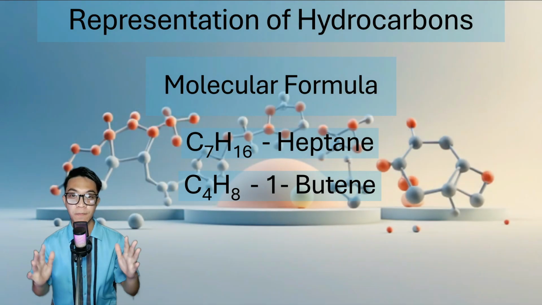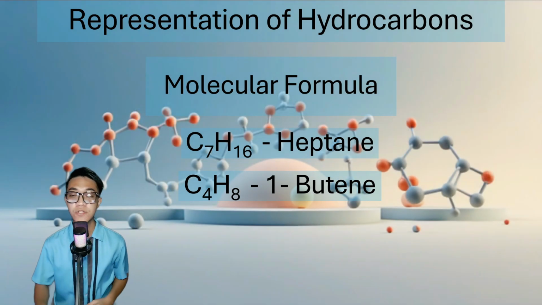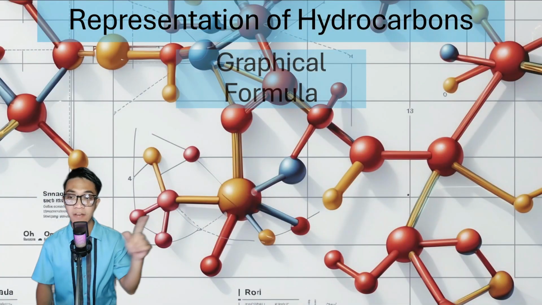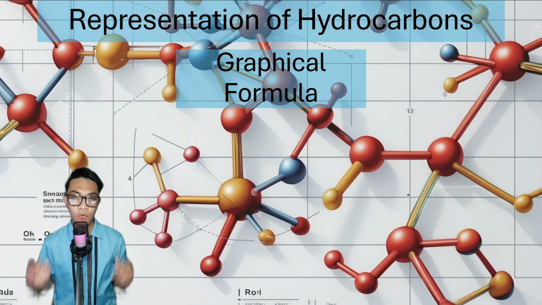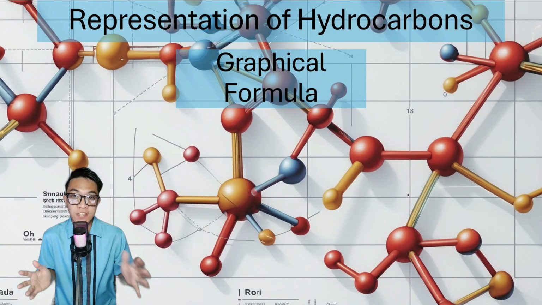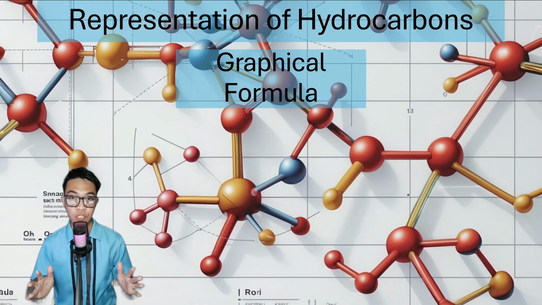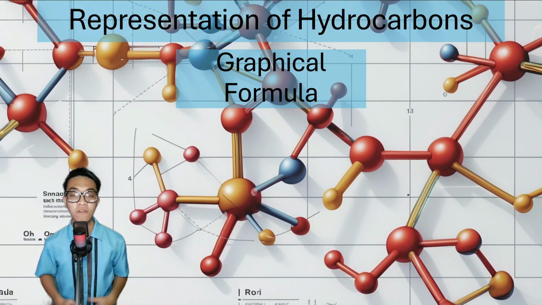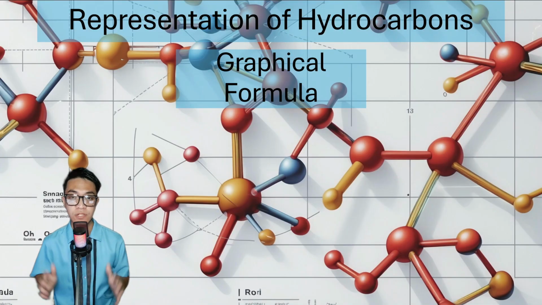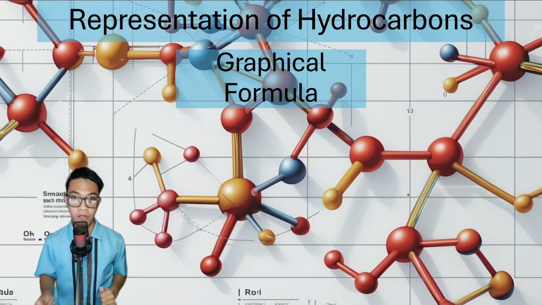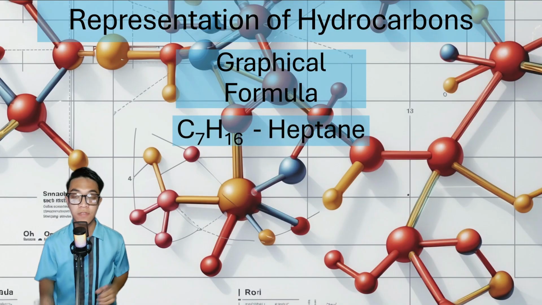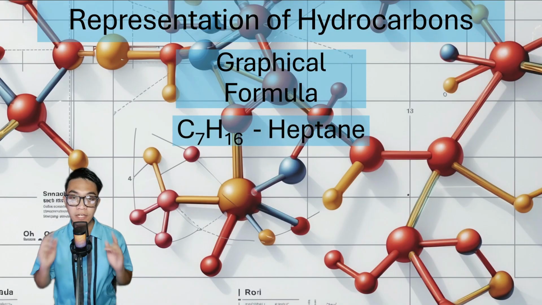For our next representation of our hydrocarbons, we have the so-called graphical formula. Graphical formula is basically a visual representation or a blueprint of our hydrocarbons to show us how these atoms are connected to one another. So let's follow along with our previous example of the heptane. We have here our molecular formula of C7H16.